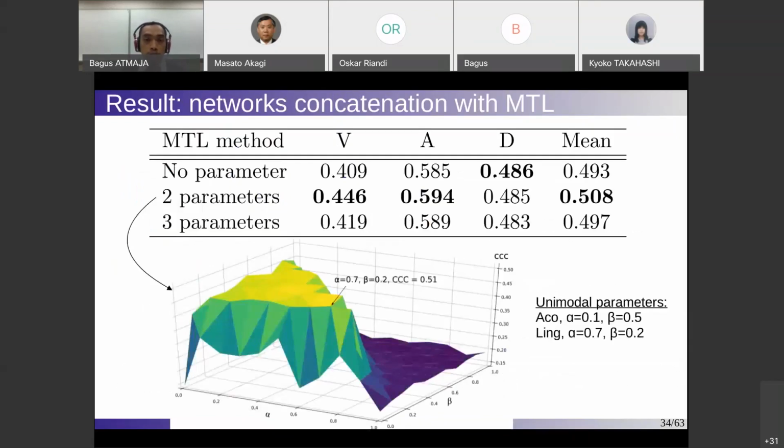So this is the difference between no parameter, 2 parameters, and 3 parameters. And we obtain the highest one with 2 parameters, so only using alpha and beta. And the difference actually is small between the 3 models, but we measured the significance of the difference. We ran this experiment at least 20 times for each model, and we found that the difference is significant between each model, although the improvement is small.